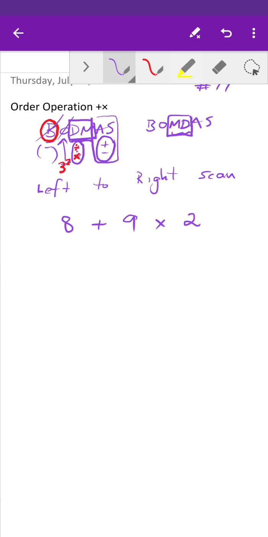So we scan it. We see this 9 times 2. So we're going to do that first. So it's going to be 8 plus 9 times 2 is 18. Now we scan it and we see there's only one operation left, and that's a plus. And therefore, this entire expression is a sum, simply because the last thing that we're going to be doing is a plus. So we call that whole expression a sum, even though it's got a multiplication in there. So 8 plus 18 is 26.